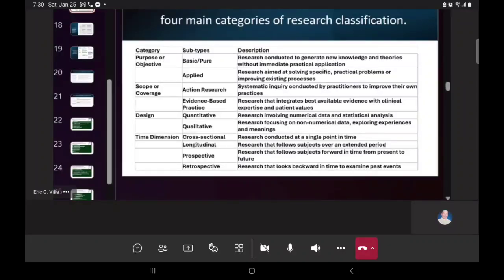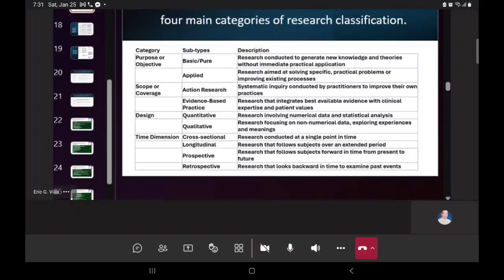In terms of design, as a type of research, we have quantitative research and qualitative research. Quantitative research employs mathematical and statistical methods to analyze numerical data. This approach allows researchers to test hypotheses, identify patterns, and make generalizations about larger populations. It typically involves structured data collection methods like surveys, experiments, and statistical analysis.